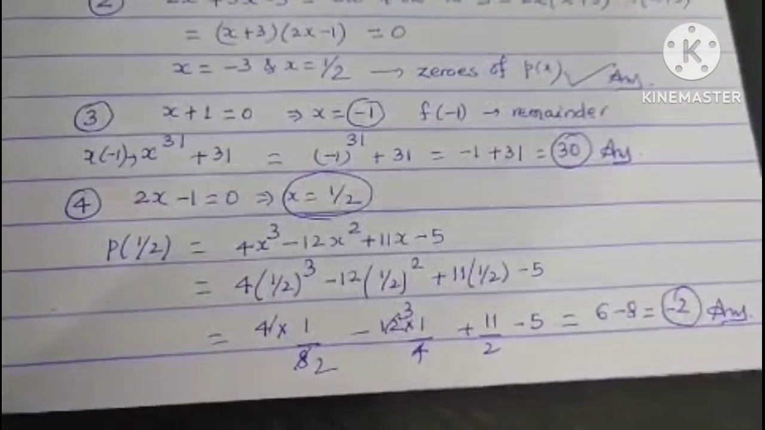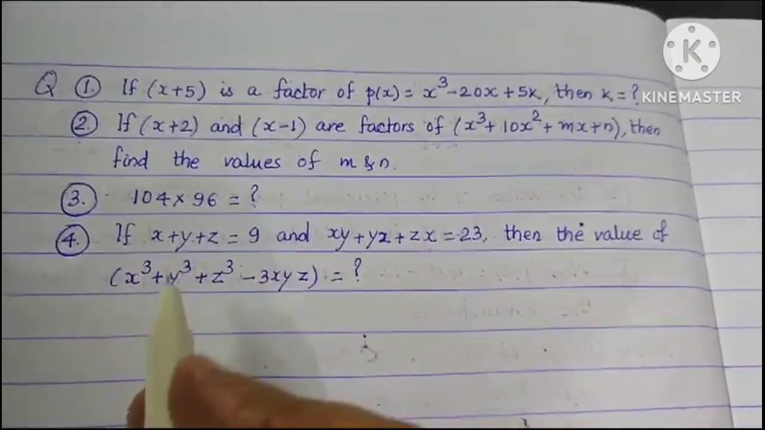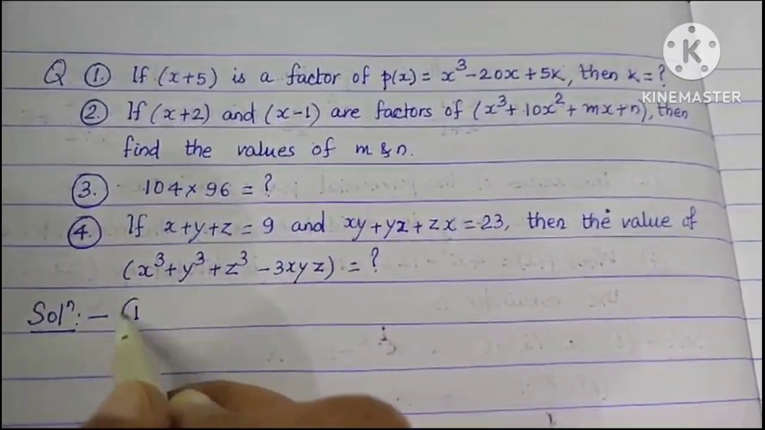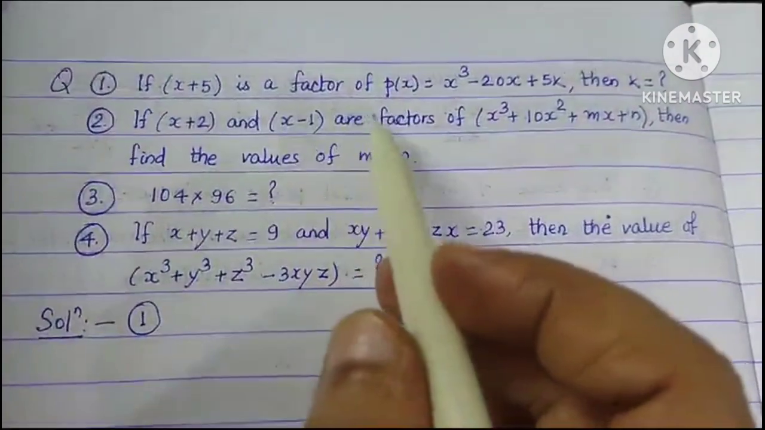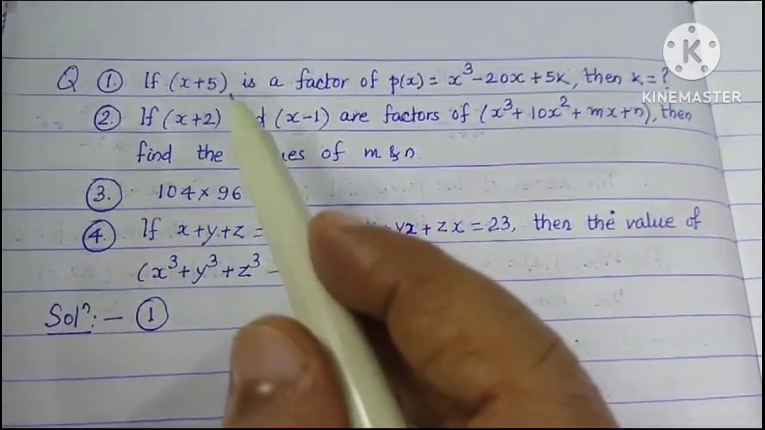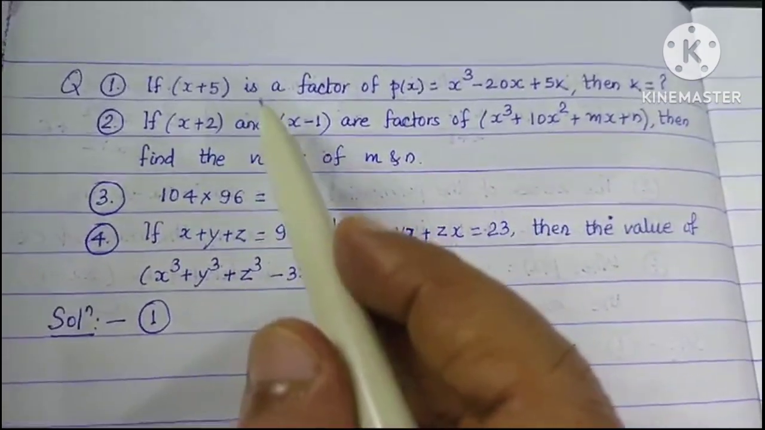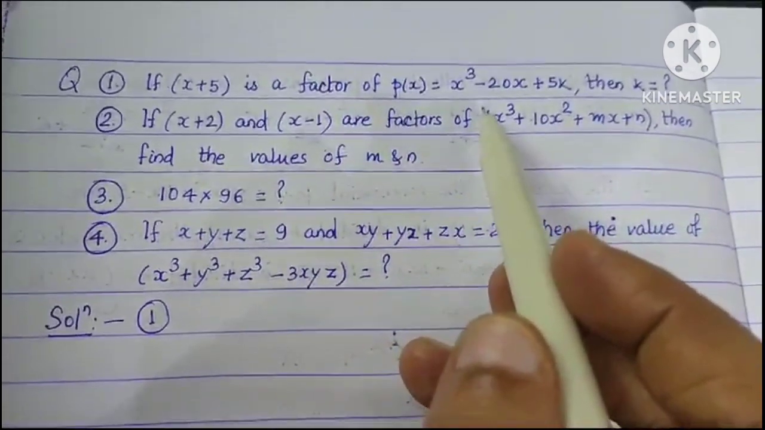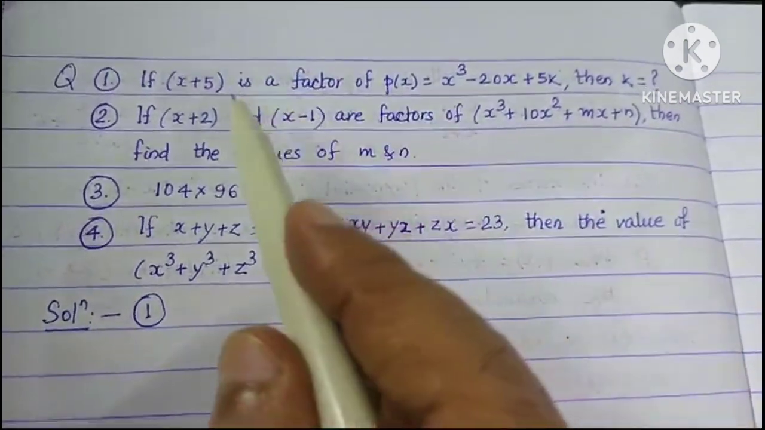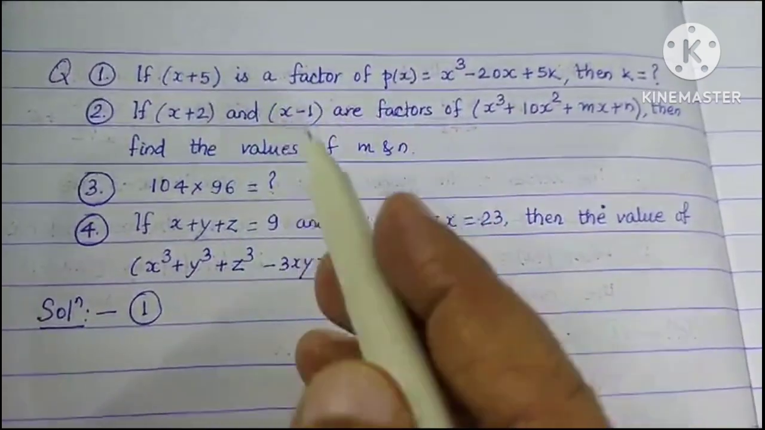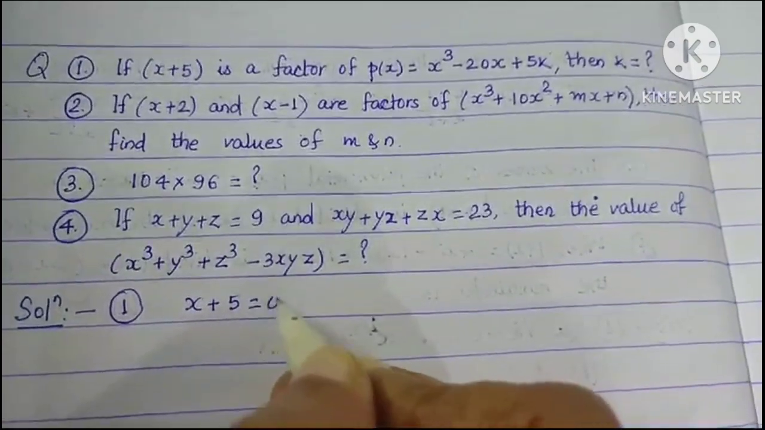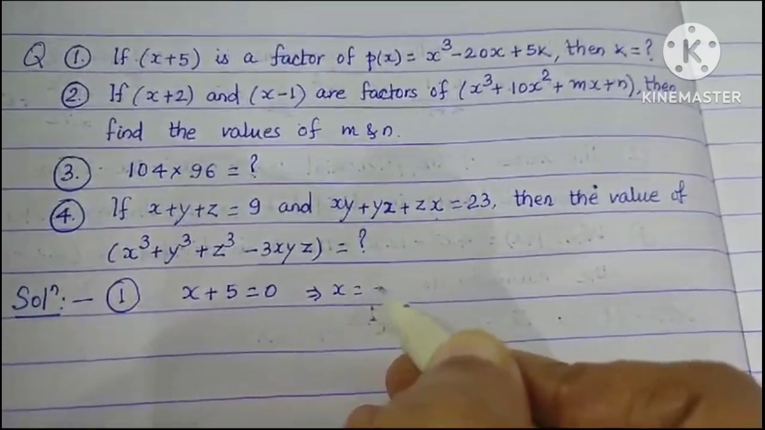Okay, let's move on. So friends, I have taken again these 4 questions and let us solve them one by one. The first one is, if x plus 5 is a factor of p(x) equal to this, then k equals what? We know that if x plus a is a factor of any polynomial p(x), then its remainder will come 0, and the remainder will be p(a). Here x plus 5 is a factor, so this equal to 0. This implies x equal to minus 5.